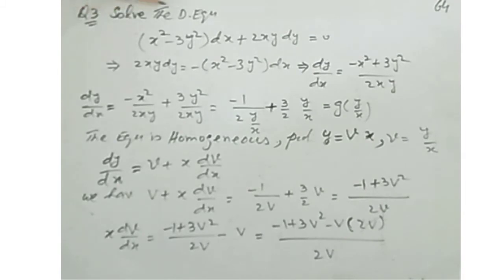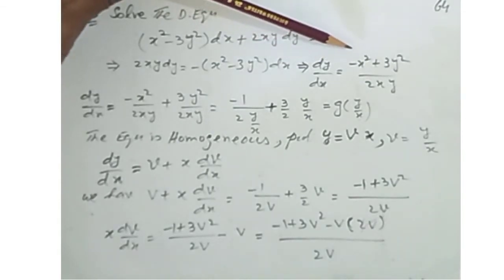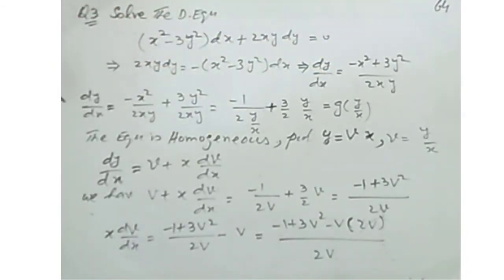Now question 3, solve the differential equation (x square minus 3y square) dx plus 2xy dy equal to 0. So we can write this as 2xy dy equal to minus (x square minus 3y square) into dx, and dy by dx becomes minus (x square minus 3y square) divided by 2xy. So dy by dx equal to minus x square divided by 2xy and plus 3y square divided by 2xy. And we can write this as minus 1 by 2 x over y plus 3 by 2 y over x.